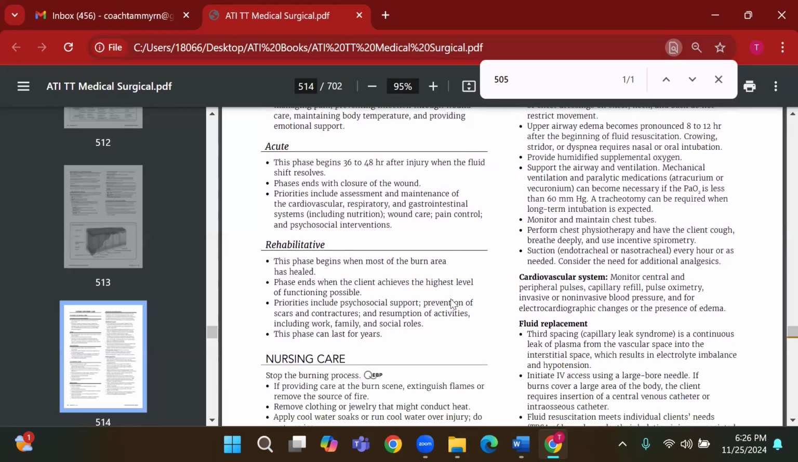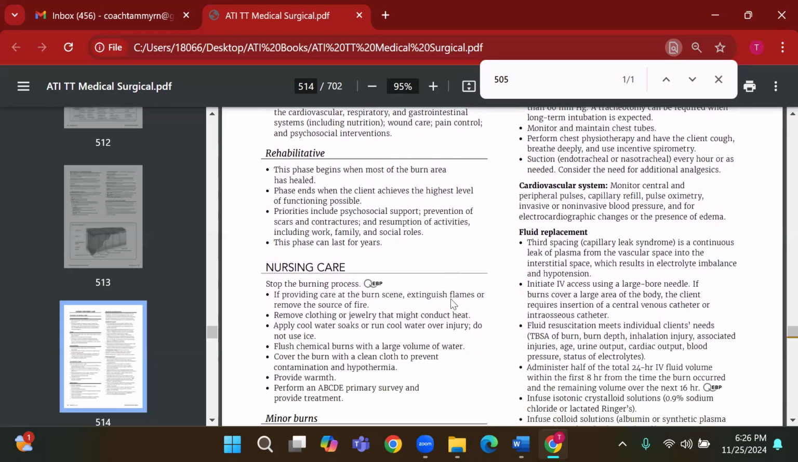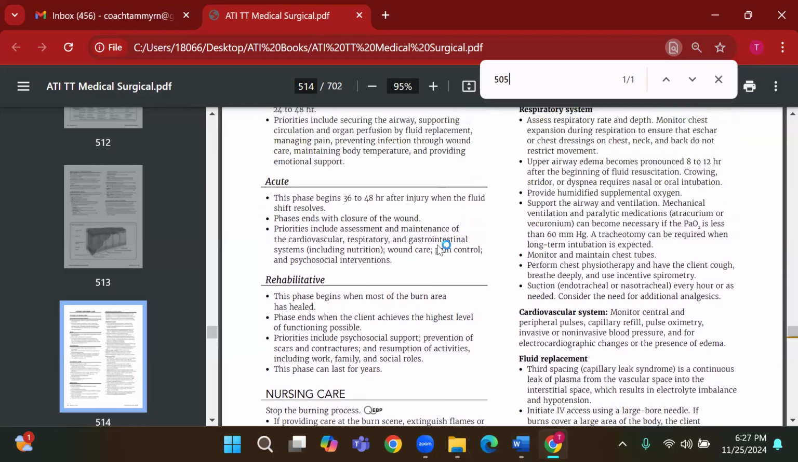Let's look at the rehabilitative stage here. Like I said, I don't think you have to memorize this, but I would say that within the first 24 to 48 hours, it's the emergent stage. If you look at the rehabilitative stage, the phase begins when most of the burn area has healed. This phase ends when the client achieves the highest level of functioning. So, look, this phase can last for years. Any type of burn is not going to be a quick fix.